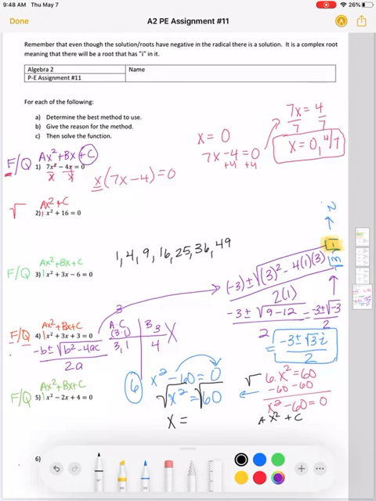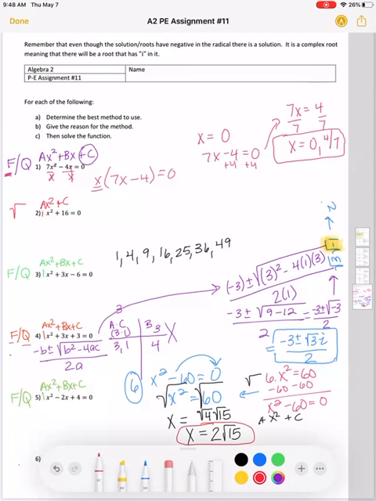So your square root of 60 breaks down into the square root of 4 times the square root of 15. That is not your final answer. What is the square root of 4? X equals 2 radical 15. That is your final answer to number 6.